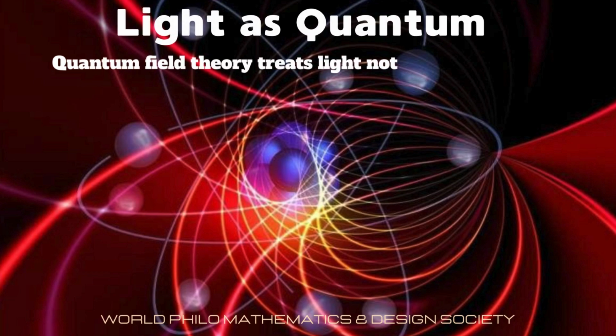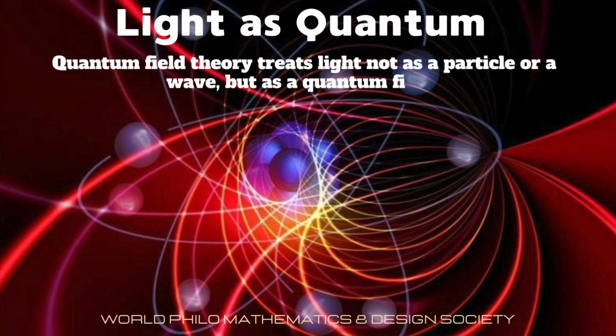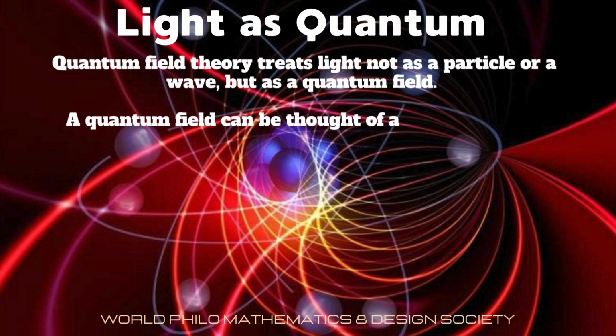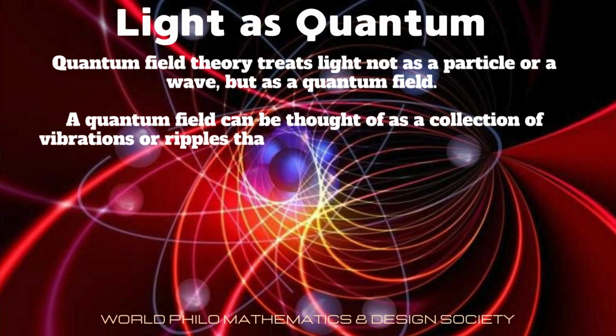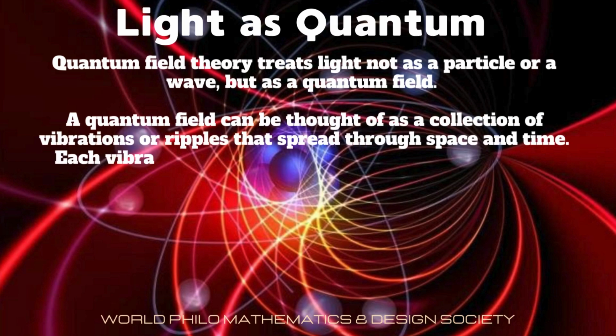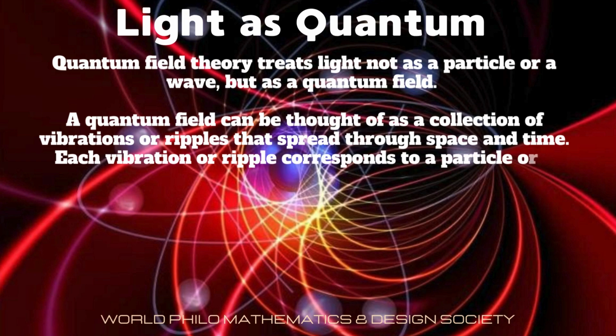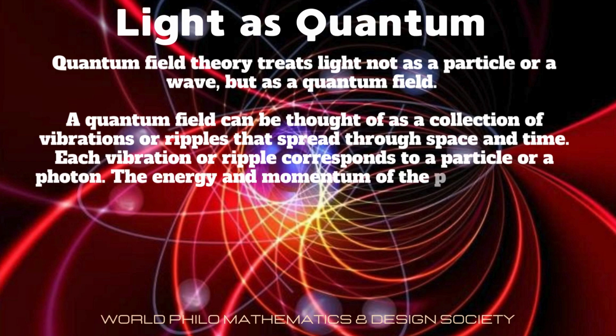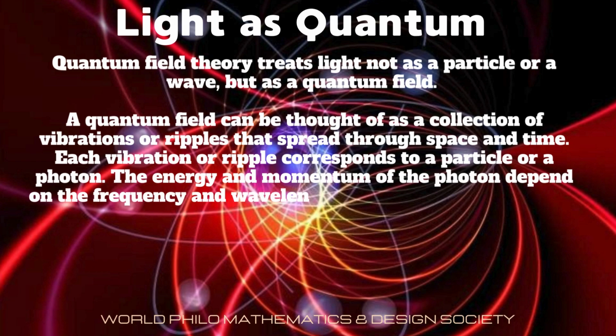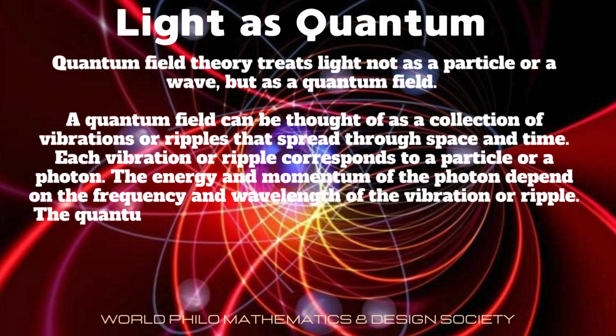Light as a quantum field. Quantum field theory treats light not as a particle or a wave, but as a quantum field. A quantum field can be thought of as a collection of vibrations and ripples that spread through space and time. Each vibration or ripple corresponds to a particle, or a photon. The energy and momentum of the photon depend on the frequency and wavelength of the vibration or ripple.